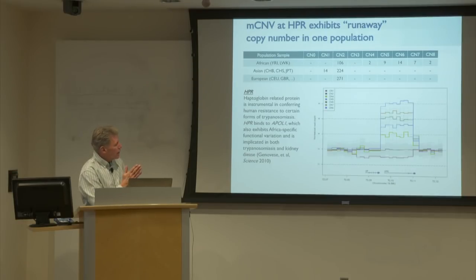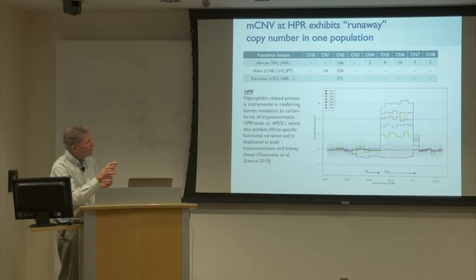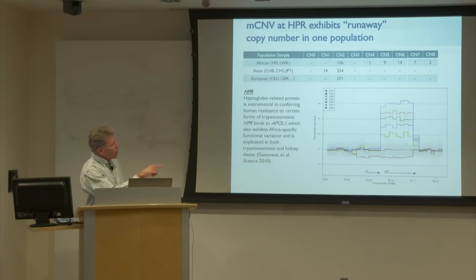This deletion is primarily found in people of East Asian ancestry, and it includes haptoglobin and HPR. And this deletion actually imputes fairly well. There's also this duplication you can see that only affects HPR. This is primarily found in people of African ancestry, and it's kind of odd in that it exhibits what we call this runaway copy number phenotype.